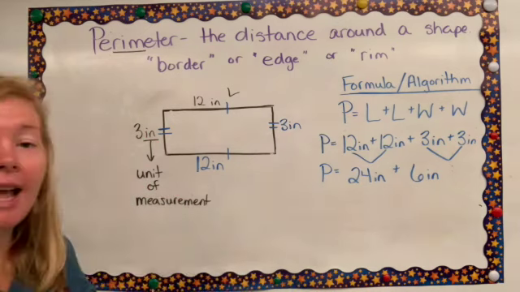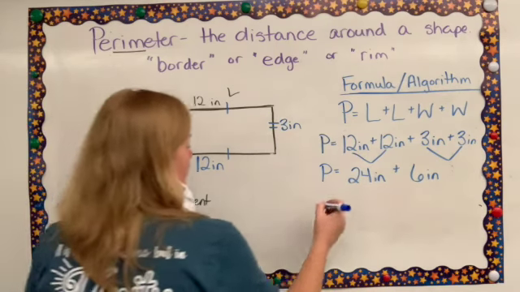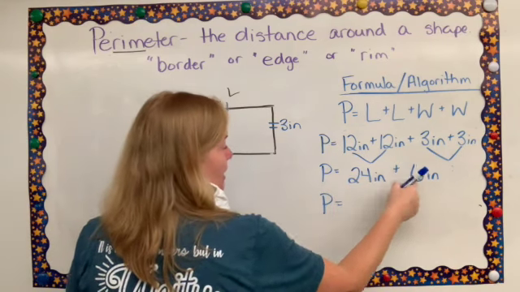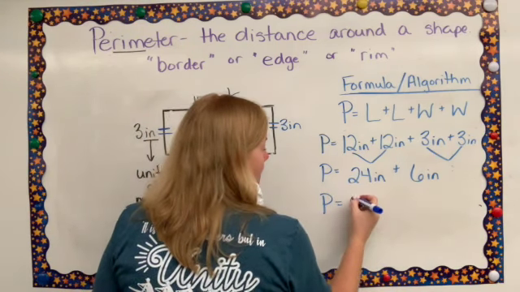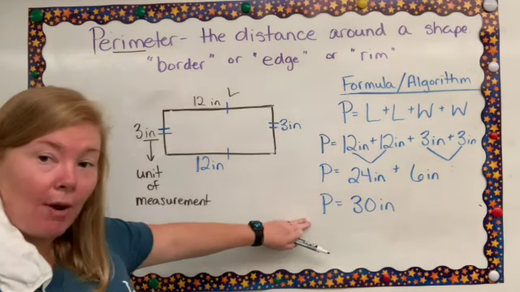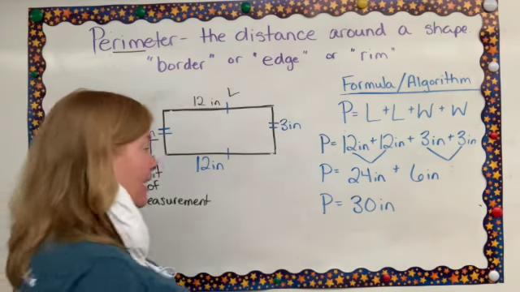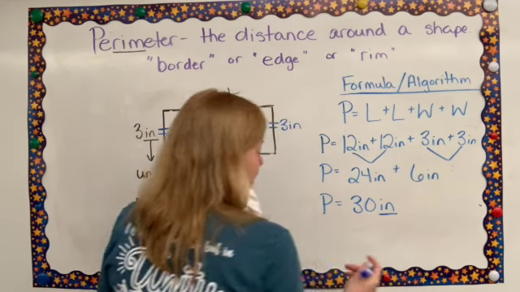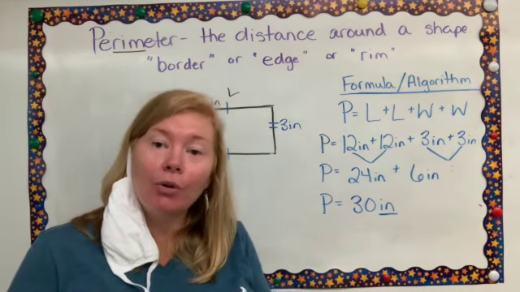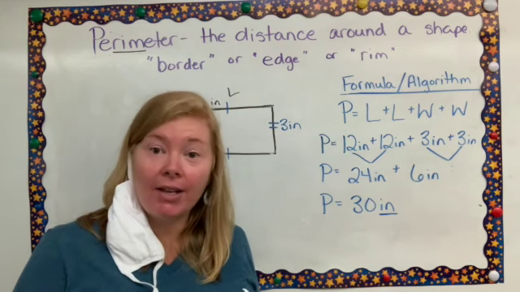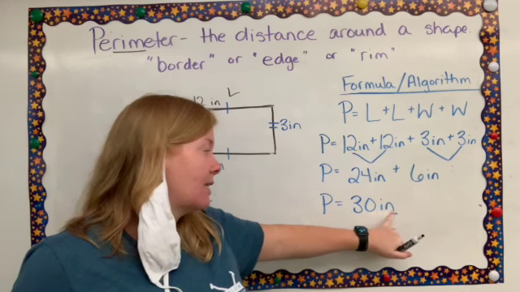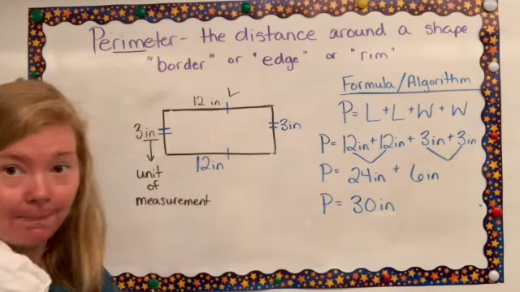And then the very last step is your final answer. 24 inches plus 6 inches is, perfect, 30 inches. Now with perimeter, you're only writing inches. So I know that when Miss Caldwell talked to you yesterday, she talked about something called area. And I'm gonna do a problem at the end of this that has to do with area. But for perimeter, you just end in the measurement.